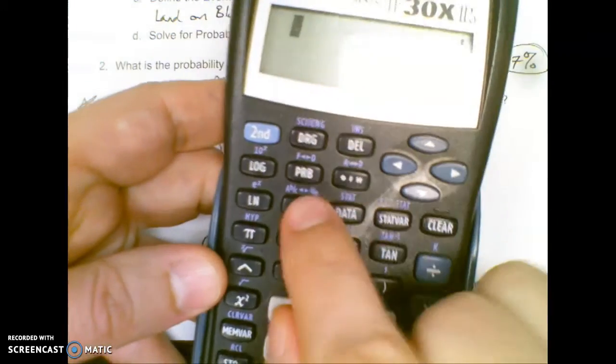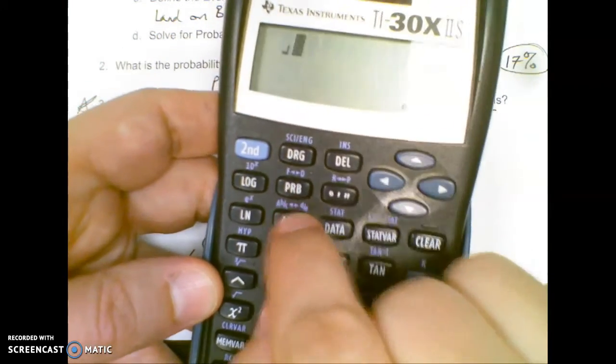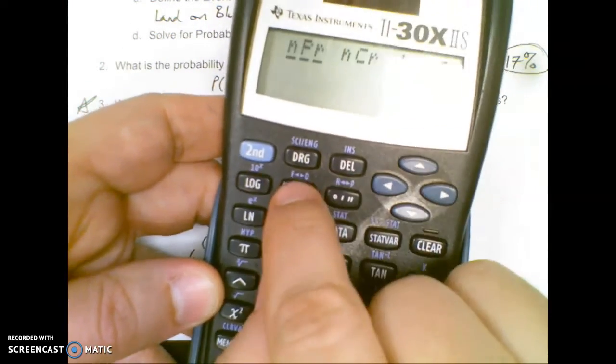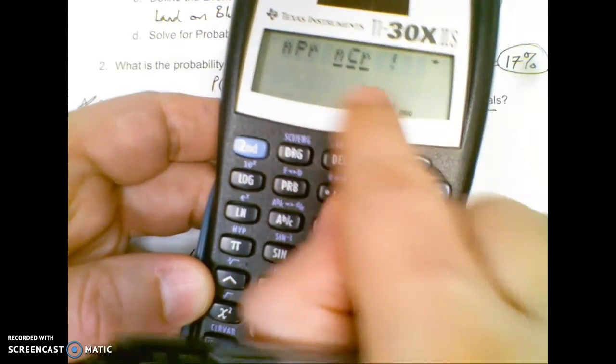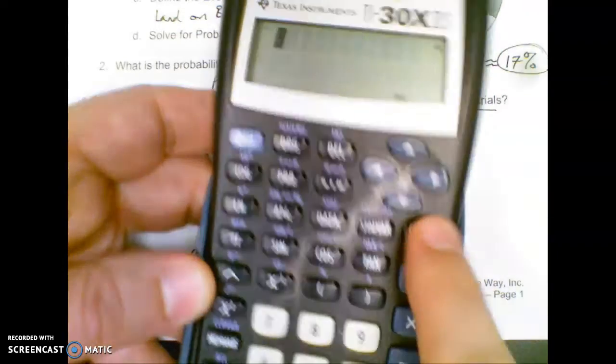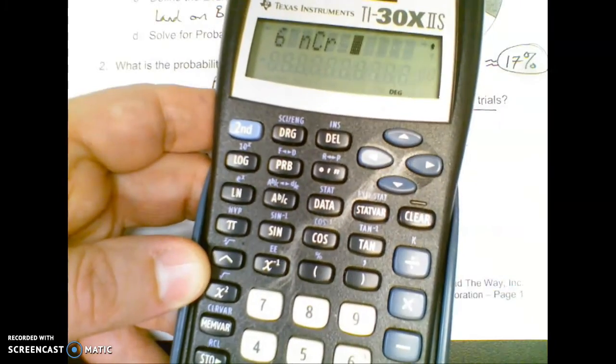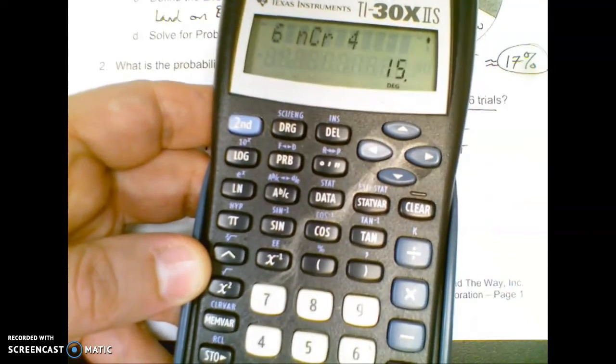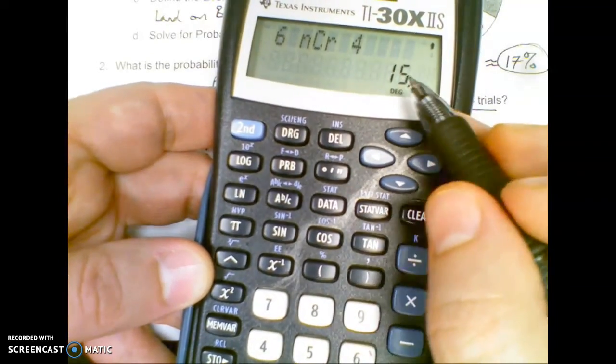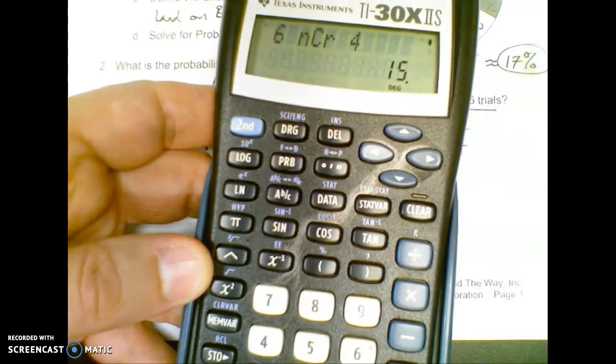On this calculator, you can find it under PRB for probability. And see it there? But the problem with this is you actually have to type the 6 in first. 6, probability, choose 4. And there's 15 ways to make 4 out of 6 things turn heads.